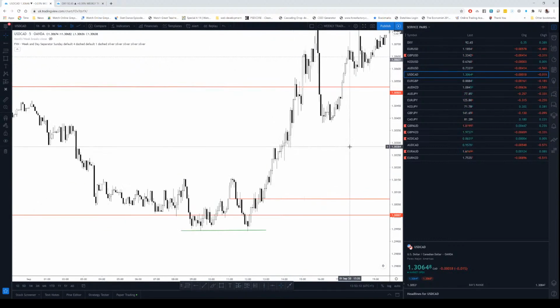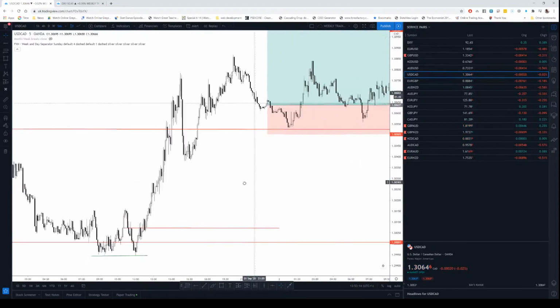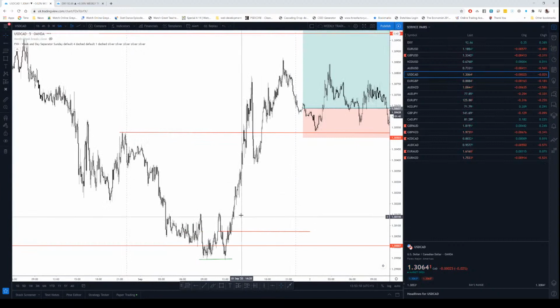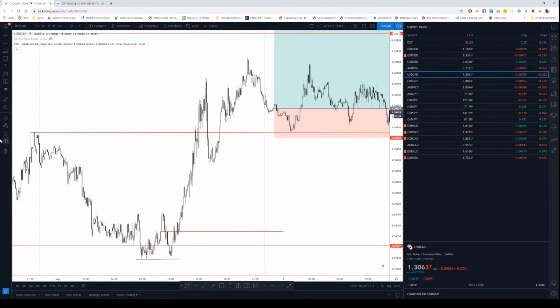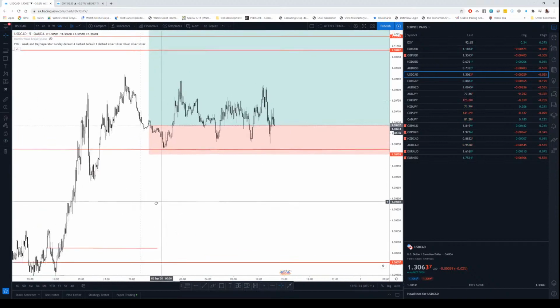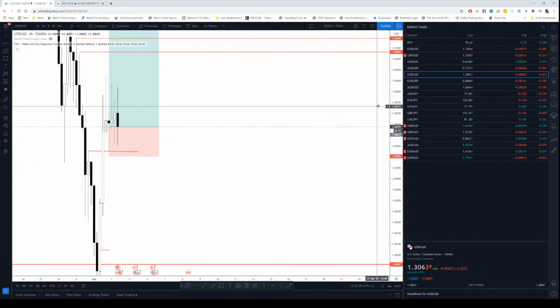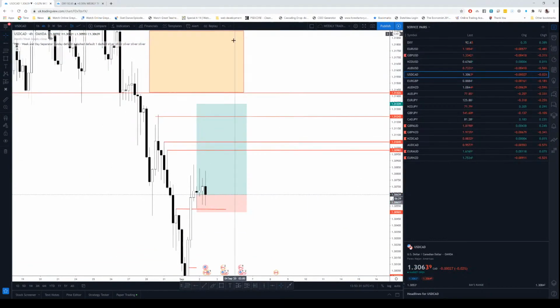Okay, so if you believe, fine. If you don't, that's fine. But that's where I got an entry. And I took most of the profit off after we took out this high. I'm still looking for a continuation, not scream up, but at least to take out this high.